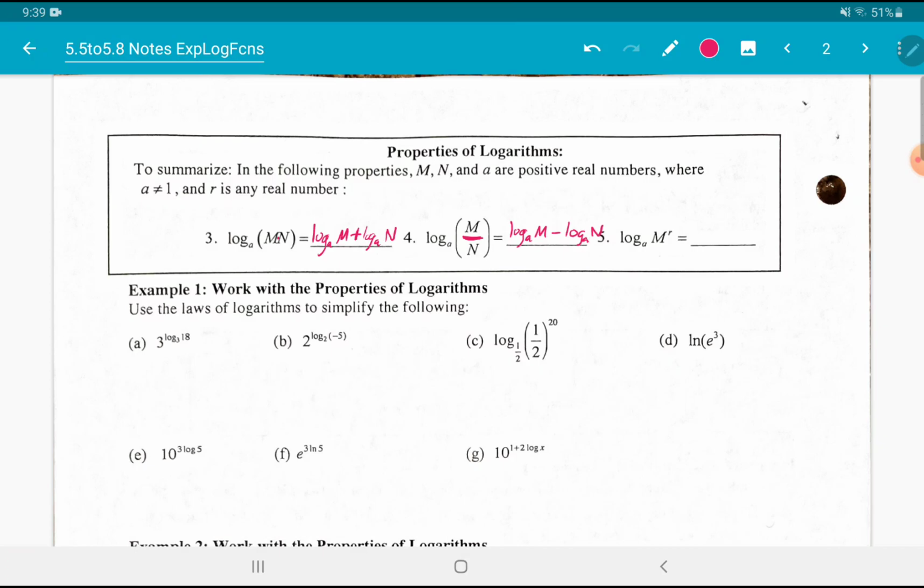Okay? And then the last property we have here is that if you do see an exponent, you can bring that exponent down as the coefficient of your log. So we would get r log base a of m. Those are equivalent values.